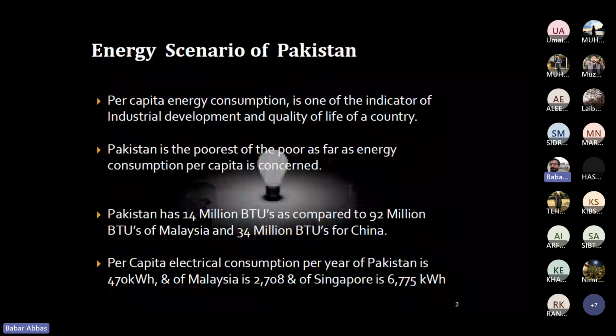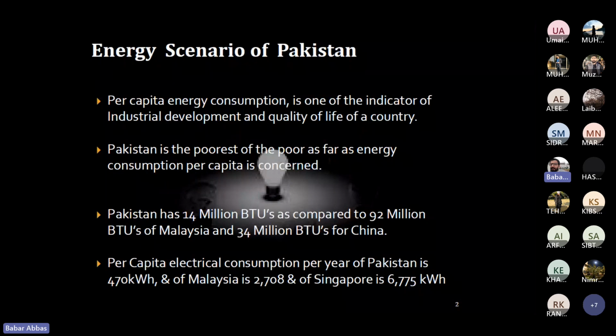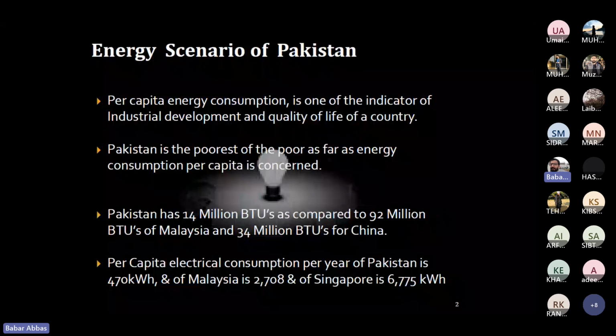It can vary. The statistics are obviously increasing on a daily or maybe annual basis for China and Malaysia, and ours are decreasing. So it cannot be exactly 14 million, it might have gone lower now. And per capita electrical consumption in a year for Pakistan is 470 kilowatt hours. Like you and every other person is using 470 kilowatt hours on an annual basis.